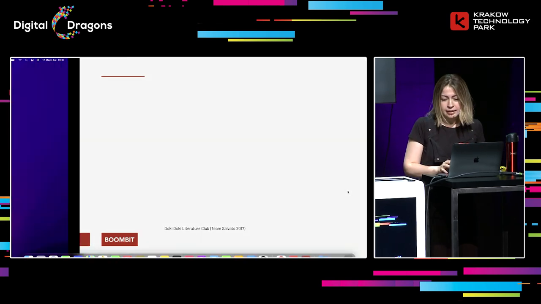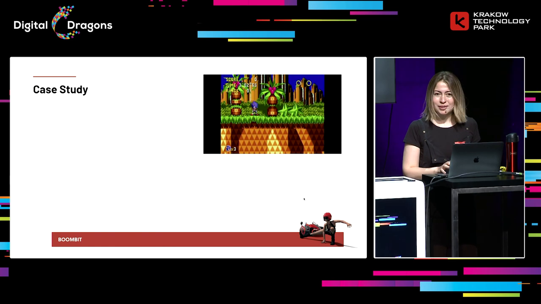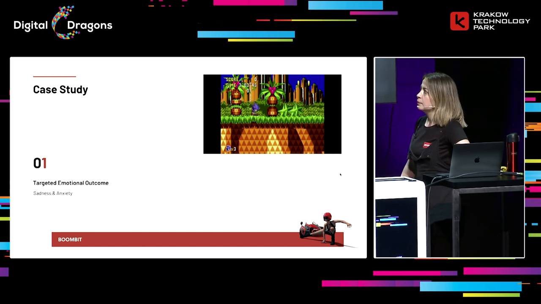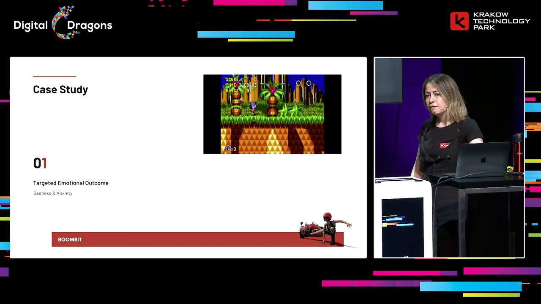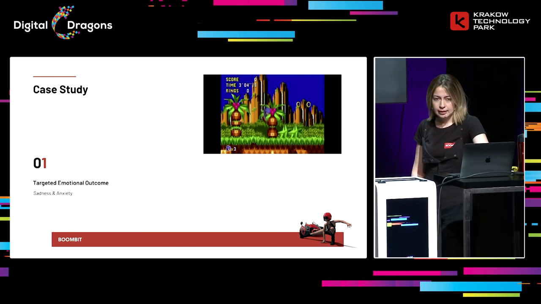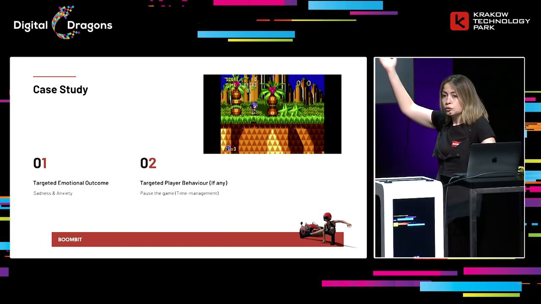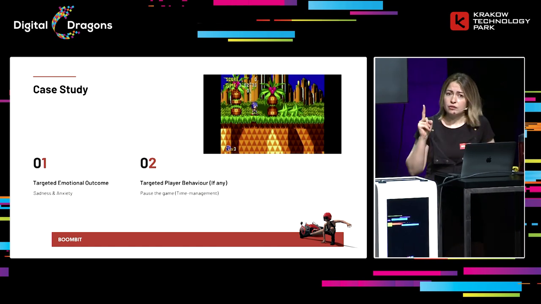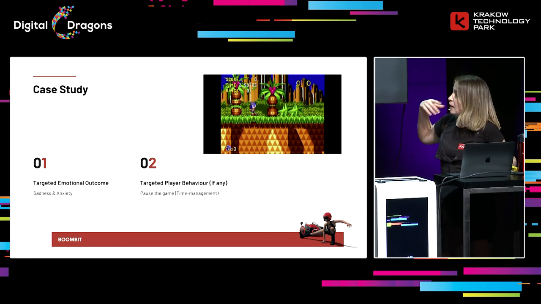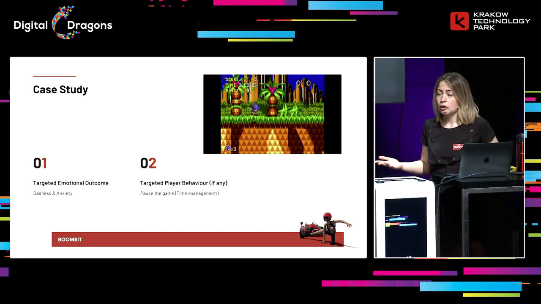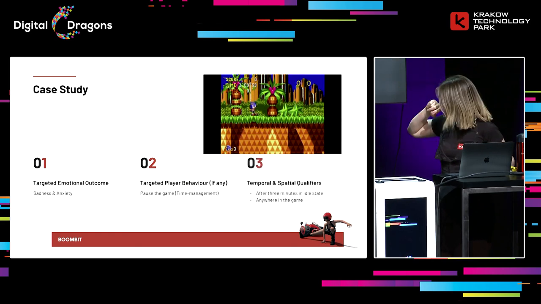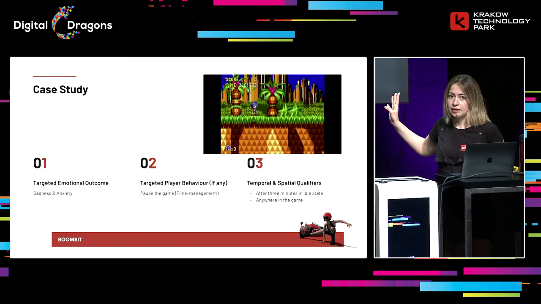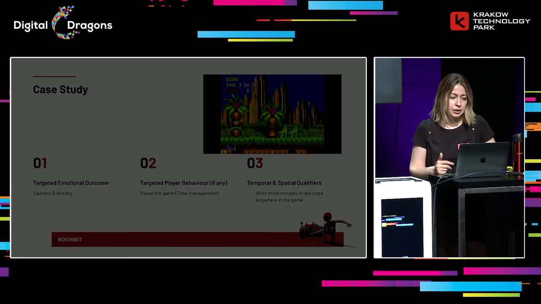And another example would be this one. With it, we see the targeted emotional outcome to be sadness and anxiety. And we want the player to feel regret at the same time, because he will lose whatever rings he has. So the player behavior would be to pause the game. We would want the player to pause the game the next time and not leave Sonic idle for too long, because this happens. After 3 minutes in idle state and anywhere in the game, Sonic does this and gets out of there. This is another case where this would be useful.